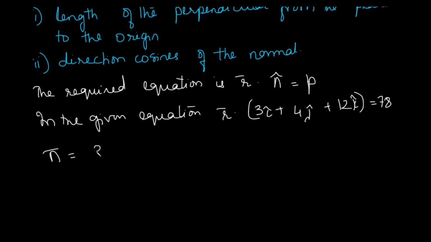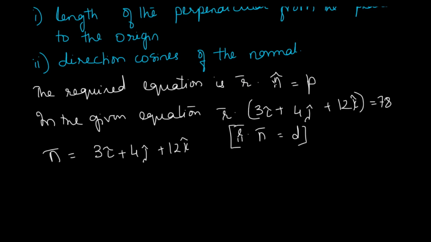n bar is given as 3i. So this is a normal. It is actually r dot n. The equation is r dot n is equal to d. This is the equation actually. Okay, or r dot n is equal to a dot n, whatever you take it as. So r dot n is equal to d. This is the given equation. So in this case, n is a normal to the plane. So n bar is 3i plus 4j plus 12k.